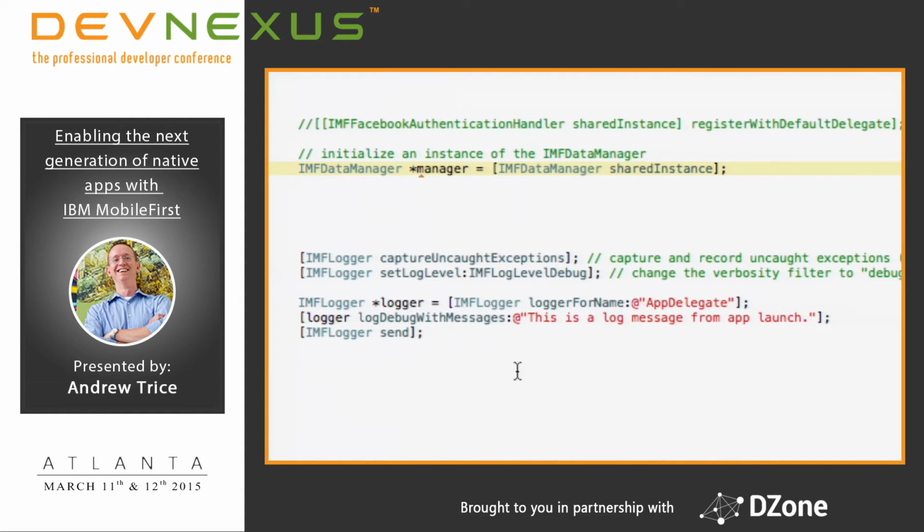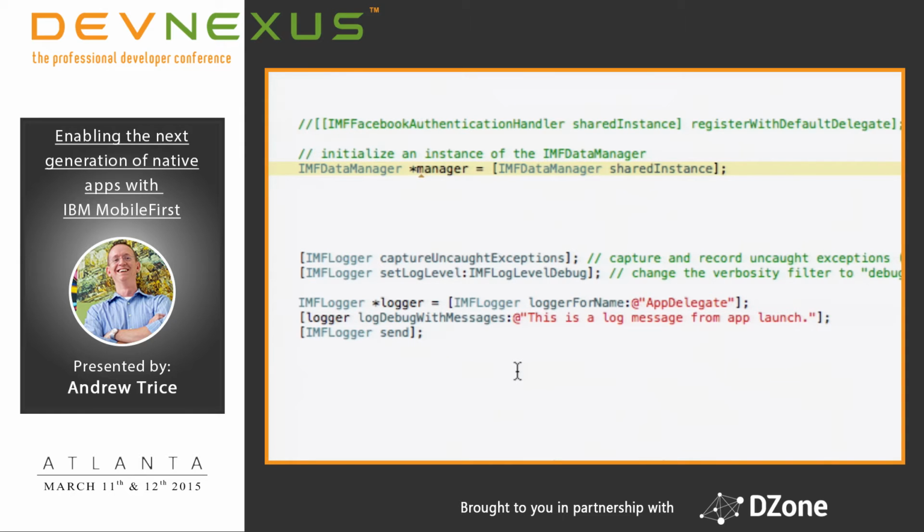So right here, IMF logger, capture uncaught exceptions. This is setting up so anytime the app crashes, we're capturing that. It's one line of code. You're capturing every crash. You can use that to report on what's happening within your application in the future. We can set our logging level. So right now I'm setting it to log level debug. And so I'm going to capture all the debug messages coming off my app.